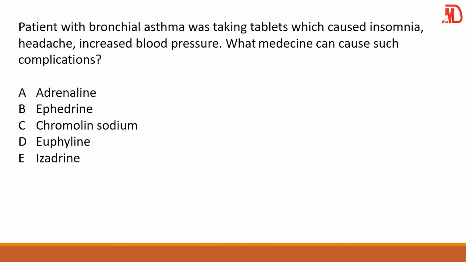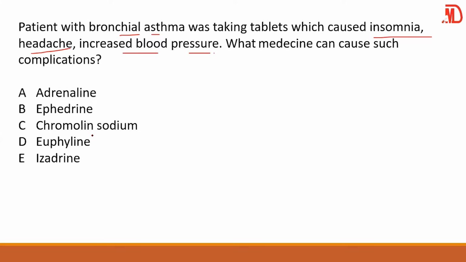A patient with bronchial asthma was taking tablets which cause insomnia, headache, increased blood pressure. What medication can cause such complication? Now, for the Krok 2, we understand what cromolyne sodium is. We say a cromolyne sodium is a mast cell stabilizer. M-A-S-T. A mast cell stabilizer. However, that is not the answer. Actually, if you use cromolyne sodium, that means you are trying to prevent bronchial asthma. Or you are trying to prevent what? Asthma. But over here, that is not the case.